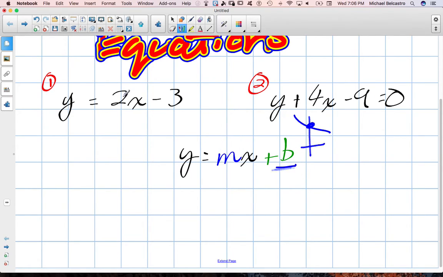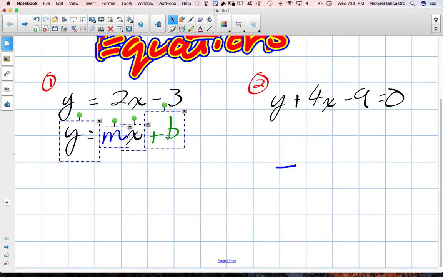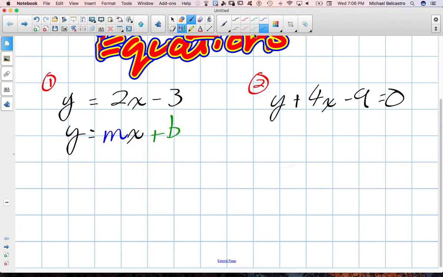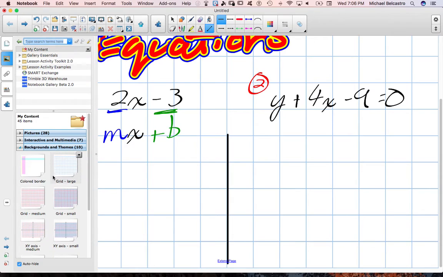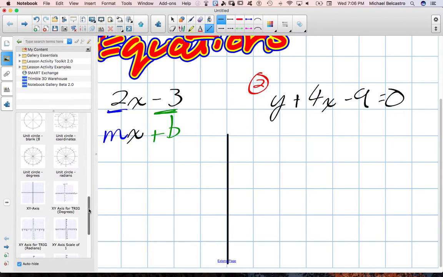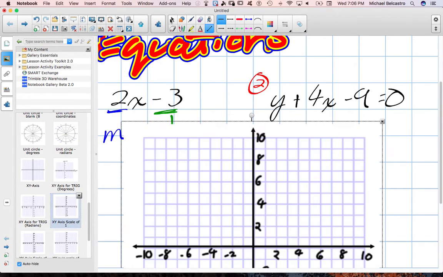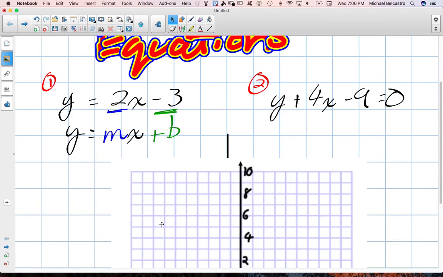The very first equation, we've kind of lucked out. It's already set up in that way for us. If I move this over, we can quickly see that our slope is 2 and our y-intercept is -3. So if I go to graph that, that works out really nicely. Actually, I have some graphs over here. That's the y-axis, scale of 1.